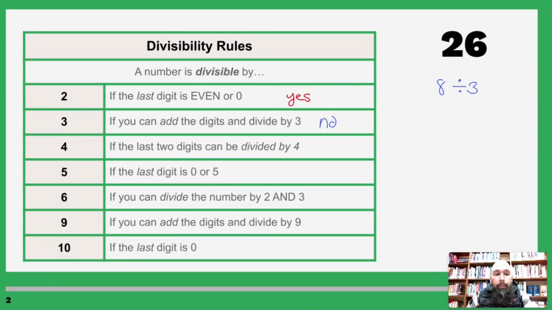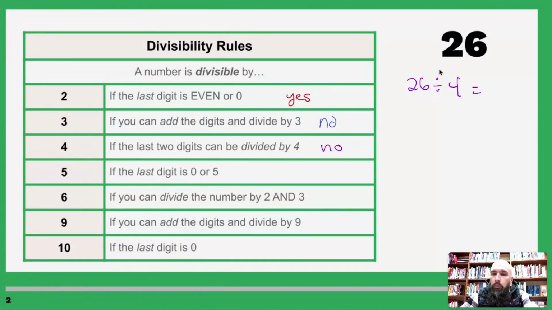So, that's that. Is this number divisible by 4? Well, the number is divisible by 4 if the last 2 digits can be divided by 4. There's only 2 digits here, so can you do 26 divided by 4? Let me see, you could do 24 divided by 4. You could do 28 divided by 4, but you can't do 26 divided by 4. That is not going to work, so that's another big fat no.